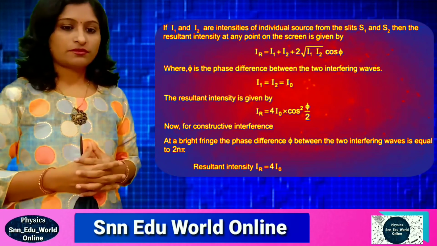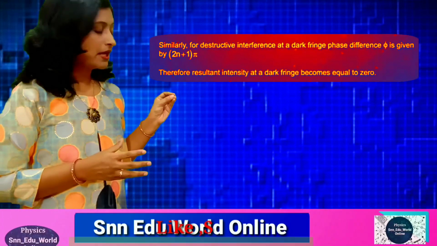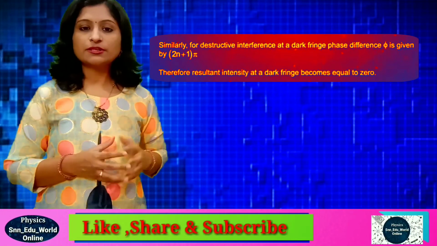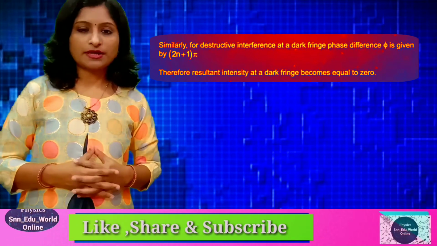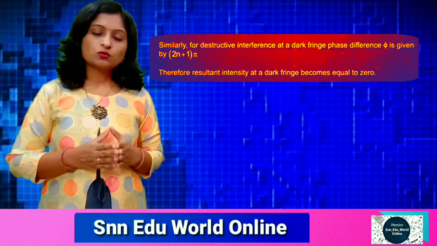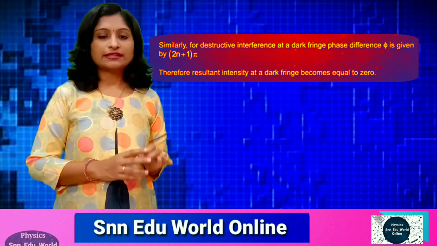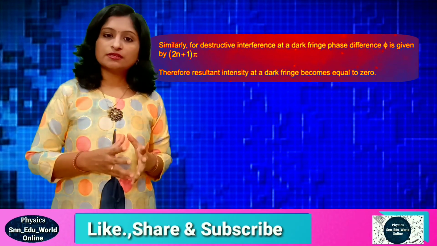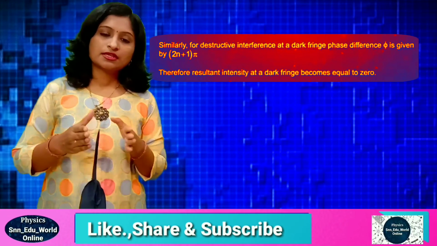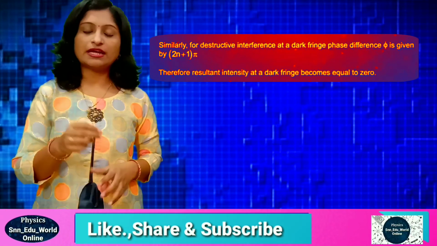Now for destructive interference, the phase difference is given as (2n plus 1) into pi, an odd multiple of pi. If we substitute that in the expression, we observe that the resultant intensity is found to be 0. So for destructive interference the resultant intensity is 0, and hence we get the dark fringes or dark bands.